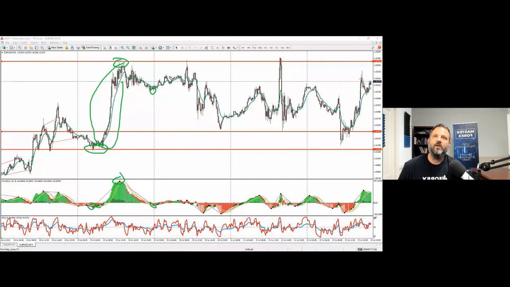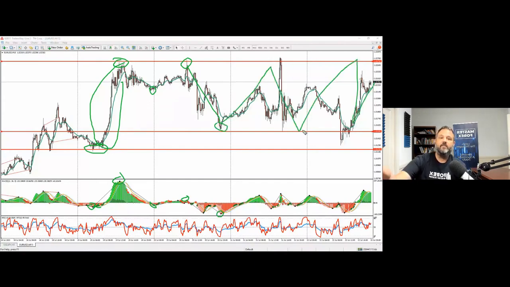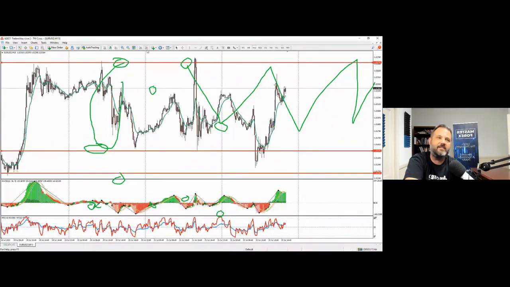And now here we go. This one took a little while to develop, but right here we have the black dot, and then it made a nice move to the downside. Okay, here we go. So when I identify these markets like this, I'm ready to take these trades all day long, right? As long as the current market conditions are in existence.